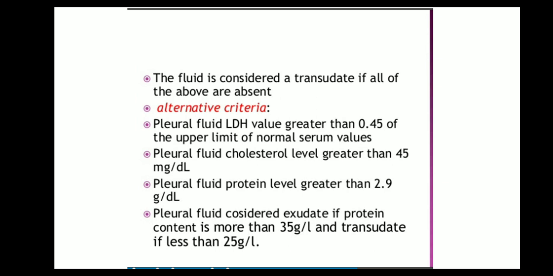Other features: pleural LDH greater than 0.45 of the upper limit of the normal serum values. Pleural fluid cholesterol level greater than 45 mg per deciliter. Pleural fluid protein levels greater than 2.9 grams per deciliter. Pleural fluid is considered exudate if the protein content is more than 35 grams per liter, and transudate if it is less than 25 grams per liter.